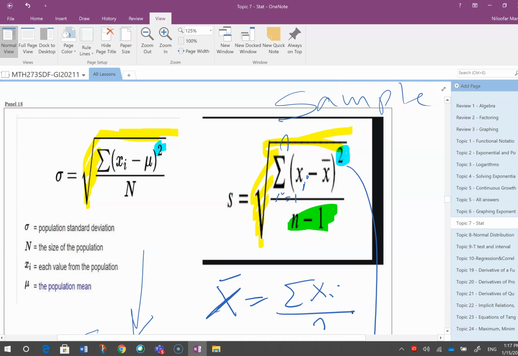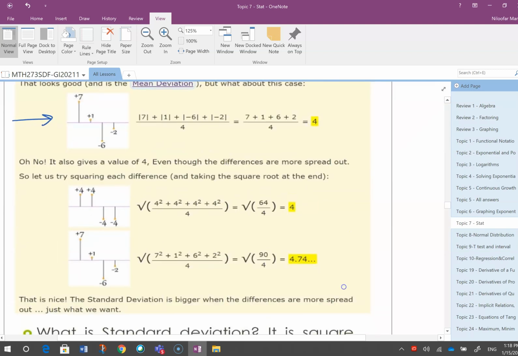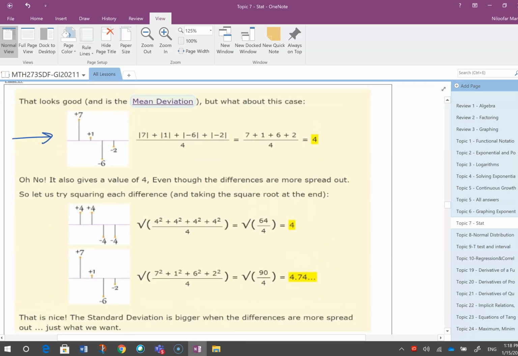Okay, so this is the formula of a standard deviation. I want to say why that is the case. Why power 2, why a square root, why n minus 1. Look at here. These are the differences. Then I do absolute value because I told you I do not want them to cancel each other. Then I see it is 4.